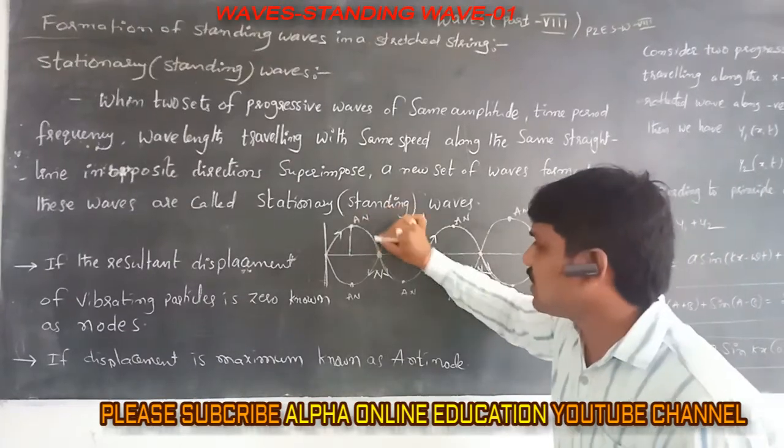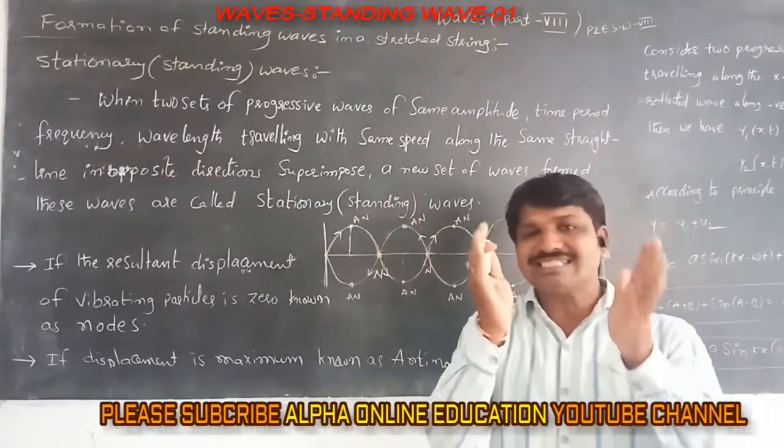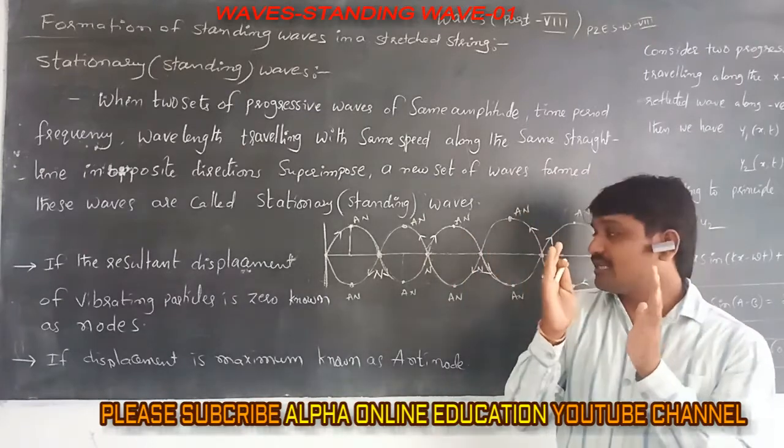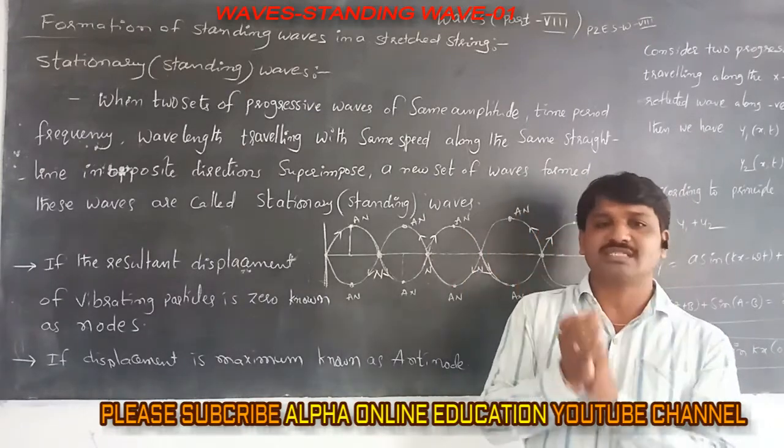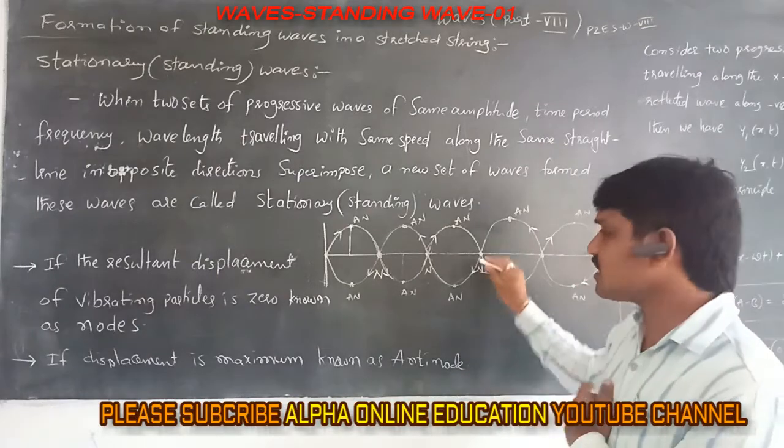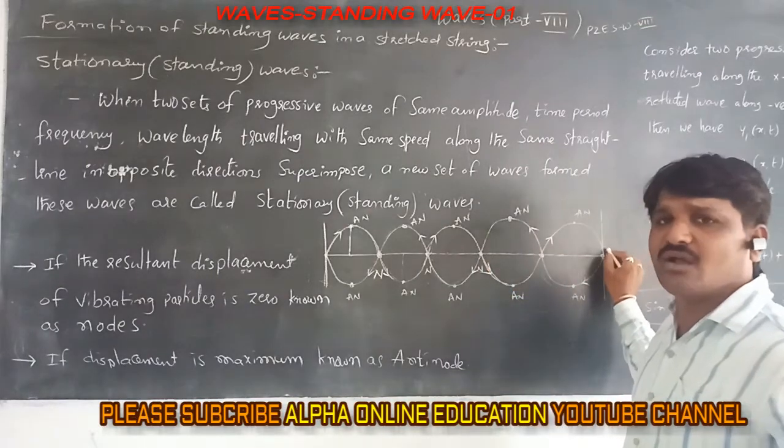So what is a node and what is an antinode position, and how do we determine the positions of nodes and antinodes? We can calculate this.